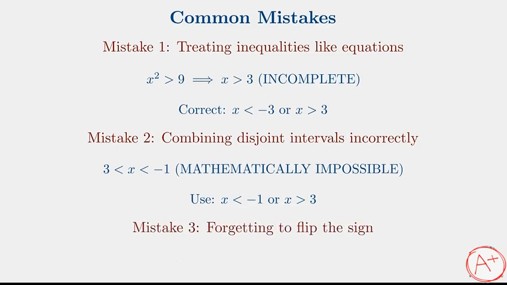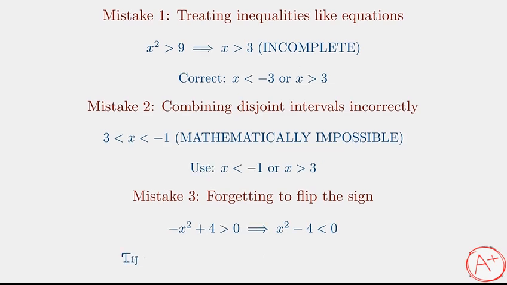If you multiply or divide an inequality by a negative number to make the x squared term positive, you must flip the inequality sign. Failing to do this will lead you to choose the wrong region of the graph. To avoid this, try to always keep the x squared coefficient positive.